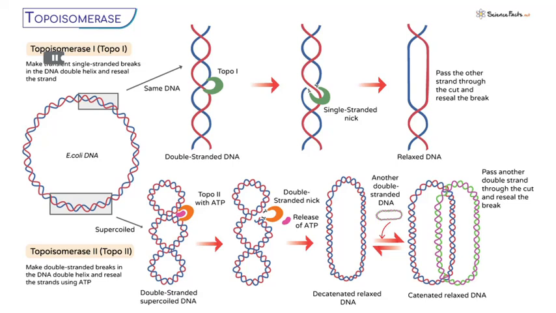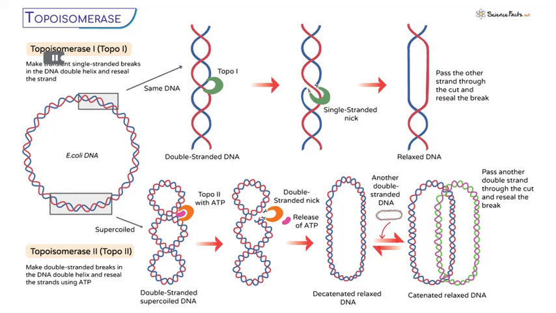ATP required, supercoils relaxed, both positive and negative action. Relieves torsional strain by allowing rotation of one strand around the other. Passes an intact double helix through the break before religating. Clinical drugs: irinotecan, topotecan, etoposide, doxorubicin, podophyllotoxin.